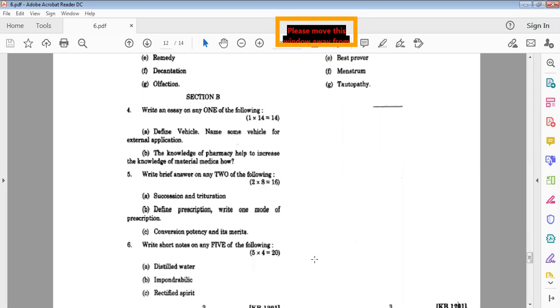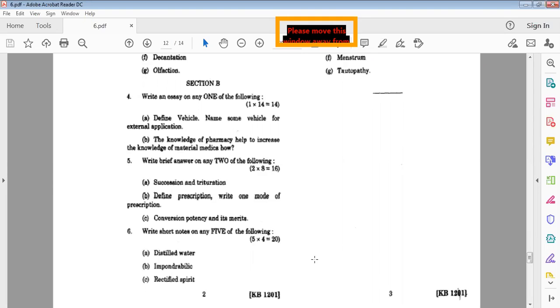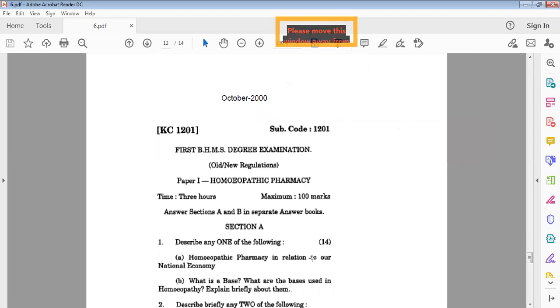Write short notes on any 5, like distillation, distilled water, imponderabilia, rectified spirit. Now the next question paper. Question number 1: describe any one of the following. Homeopathic pharmacy in relation to our national economy.